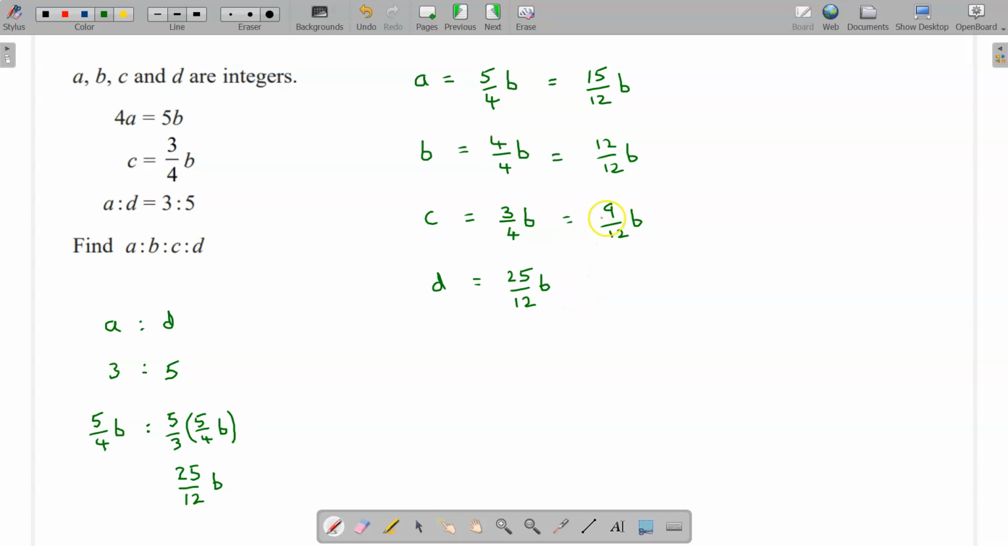So now I can make the comparison between these 4. They're all in 12ths. So the B's cancel, the 12ths cancel, and I'm left with the answer, which is 15 to 12 to 9, and 25 at the end. Okay, so a bit of careful working out needed there, and you just need to have a methodical system, and just take great care. Okay, and that's the answer.